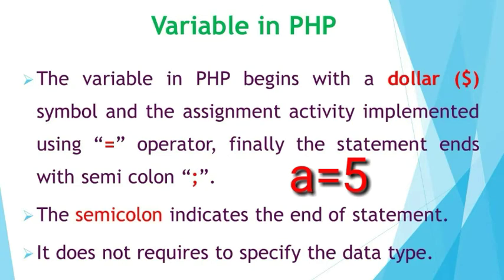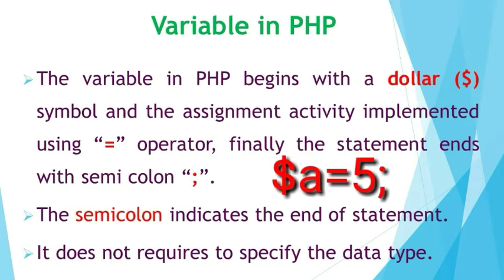The variable in PHP begins with a dollar symbol. And next you have to write the equal to operator, that is the assignment operator, and then write the value and then write the semicolon. So first you have to write the dollar, next write the variable name, next write the equal to, next write the value, next that statement ends with the semicolon. This semicolon indicates the end of statement.